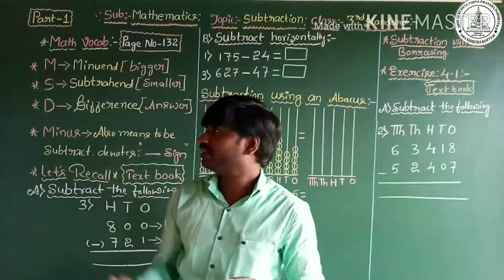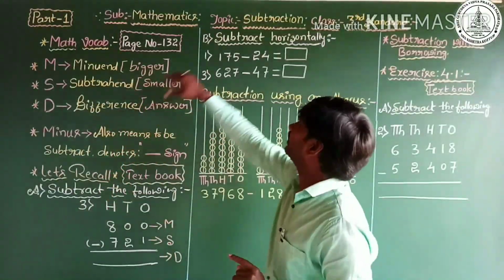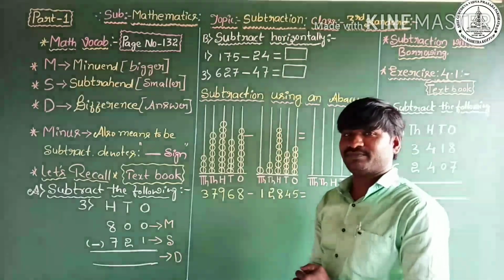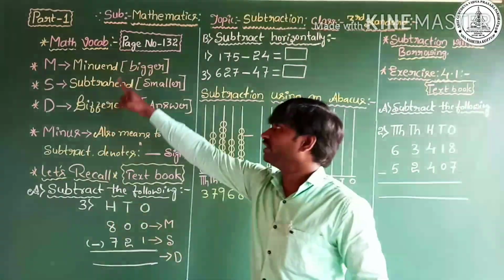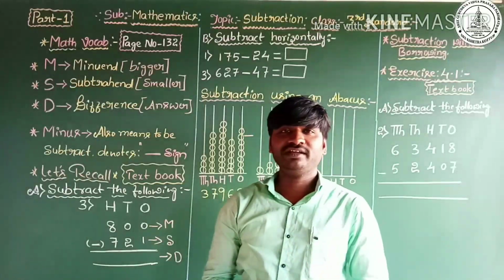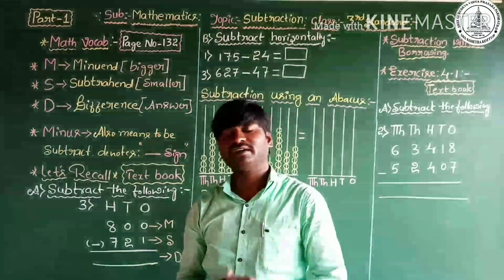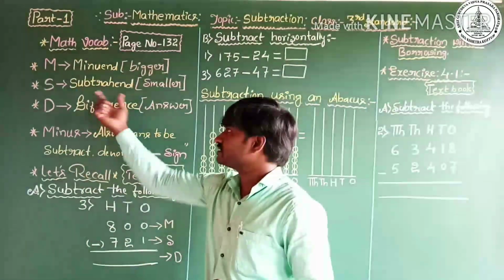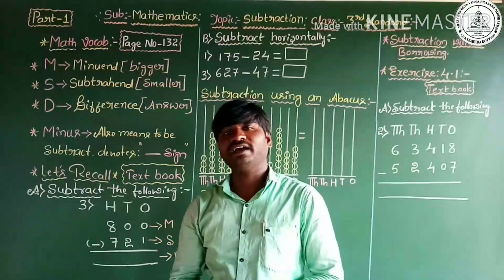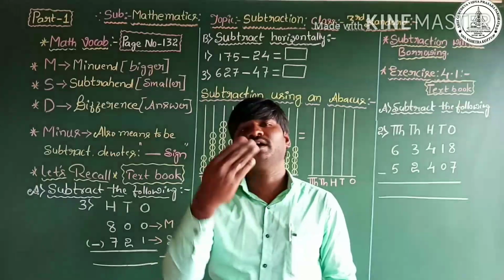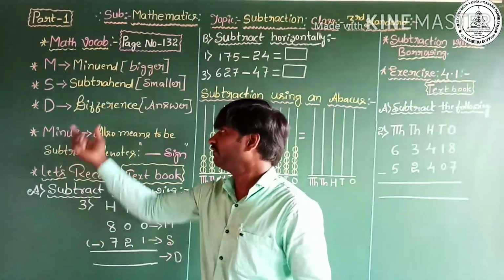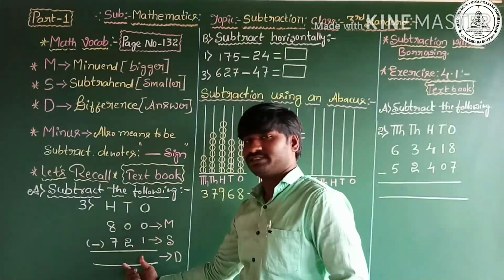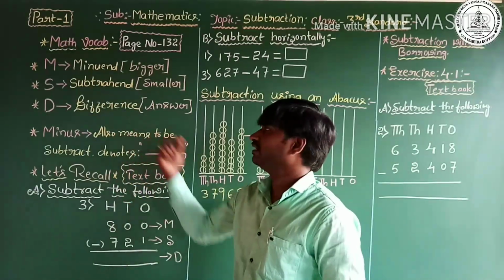Okay dear students, this concept is very important in the subtraction lesson. Minuend means a quantity or number from which another is to be subtracted. The next, subtrahend, a quantity or number to be subtracted from another number. What is the difference? Difference means the result. That answer is the difference.